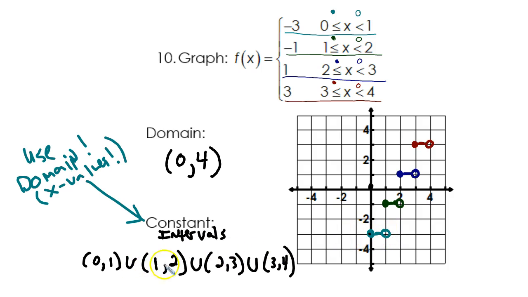And there is another constant interval from 1 to 2. And there is another constant interval from 2 to 3. And yet another one from 3 to 4. And all of those are x values. 0 to 1, 1 to 2, 2 to 3, 3 to 4.